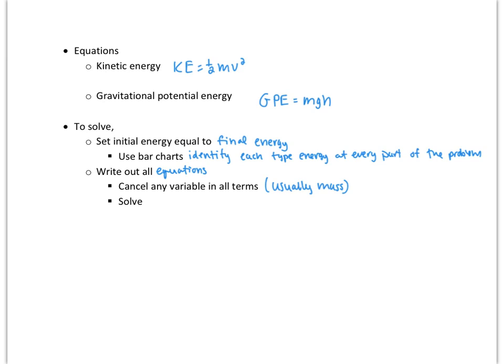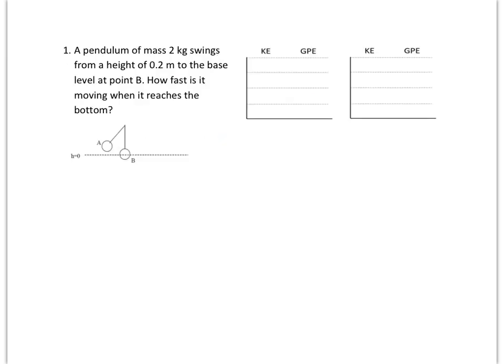So let's just do an example and see how they work. You've seen this already. This looks just like the one from the energy bar charts because it was copied and pasted, but I added some numbers. So you have a pendulum of mass 2 kilograms swinging from a height of 0.2 meters to the base level at point B. How fast is it moving when it reaches the bottom?